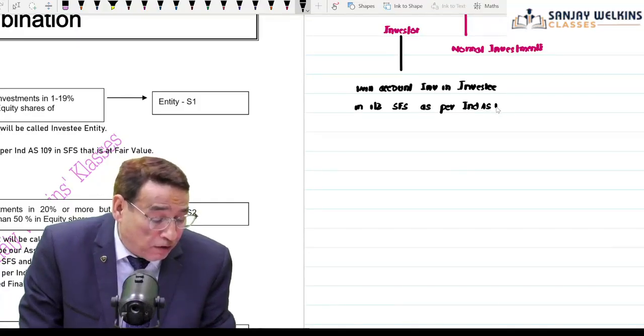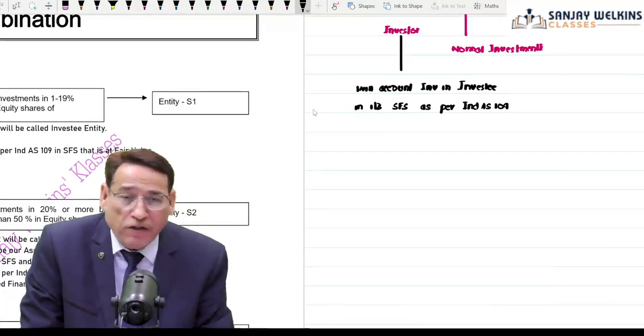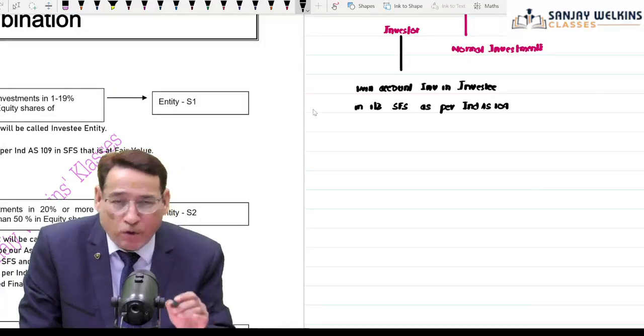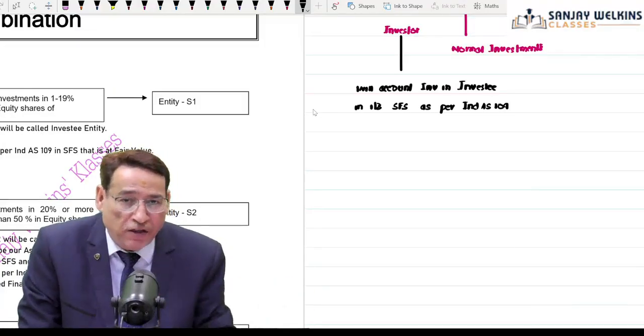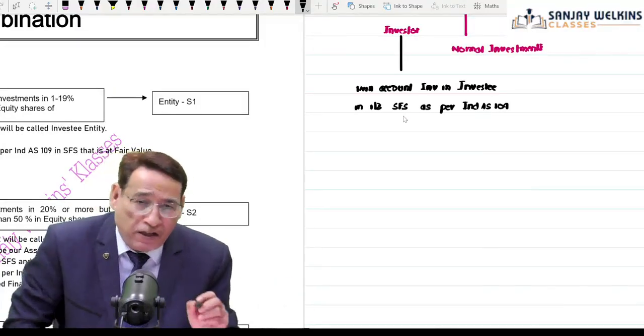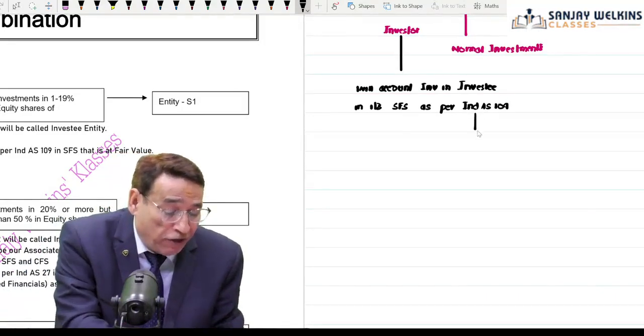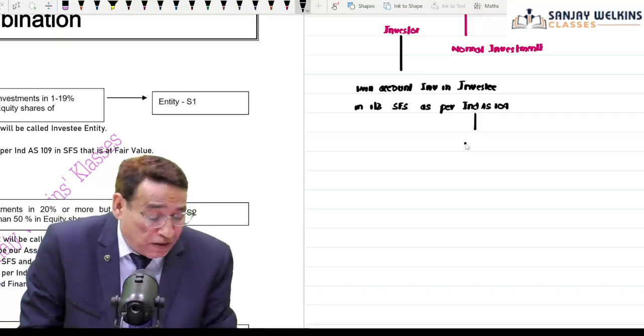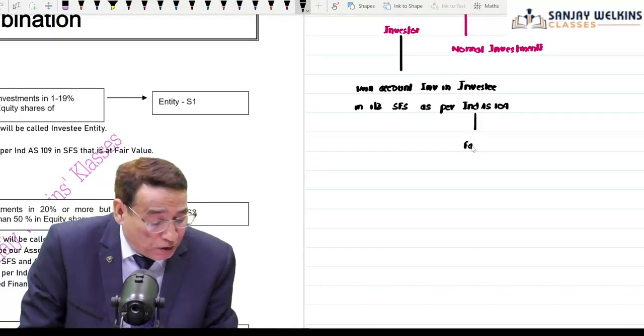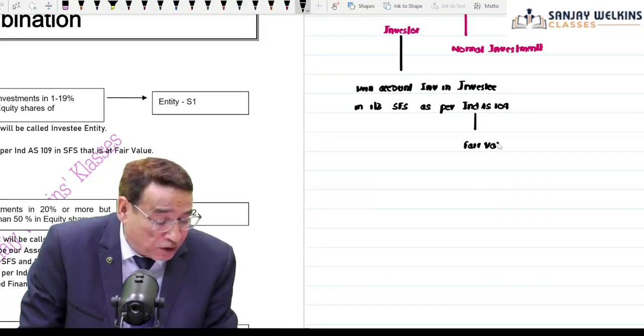So whatever investment we have made in the investee entity, in our separate financial statement towards the asset side, I am going to write investment in investee entity in accordance with Ind AS 109. It means I am going to record the investment at fair value, because Ind AS 109 states that the investments must be recorded at fair value. This is the important point, and this is the first point which you need to understand as a professional student.